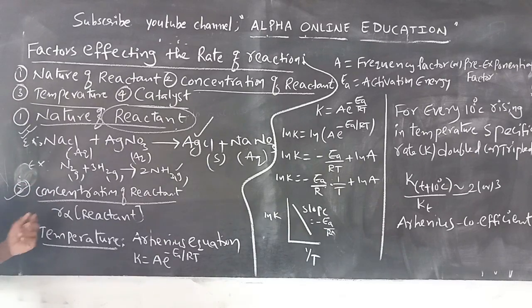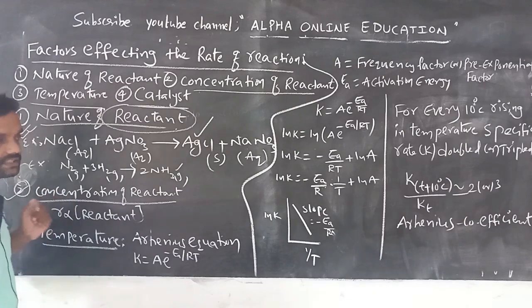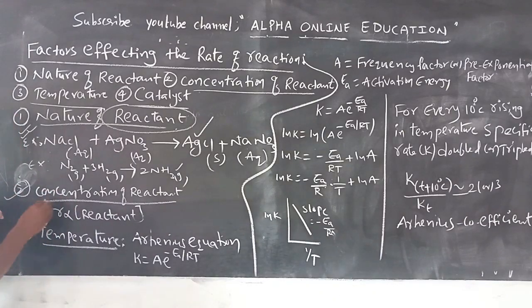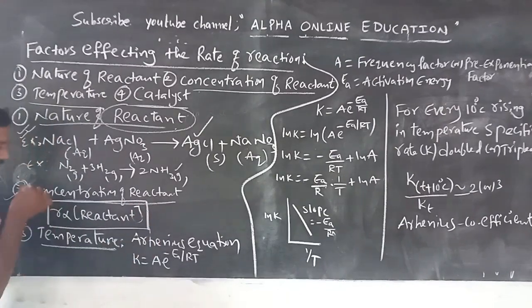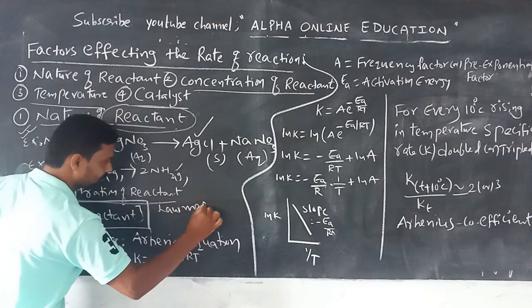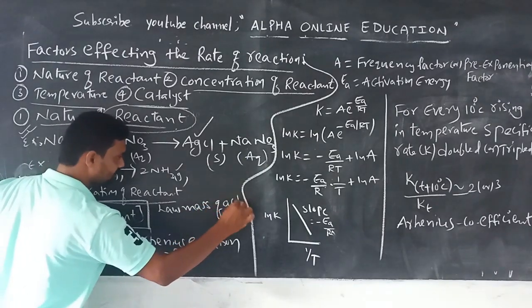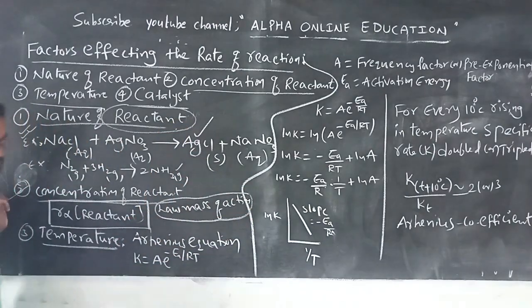Next we move to the second factor, that is the concentration of the reactant. What is the concentration of the reactant? Here we write down the mathematical representation. It is based on the law of mass action. This law of mass action we already studied in first year chemical equilibrium.